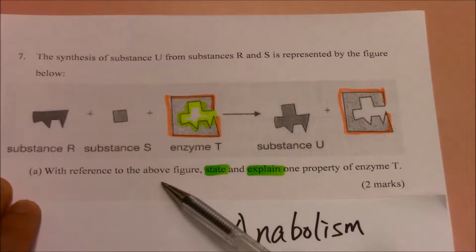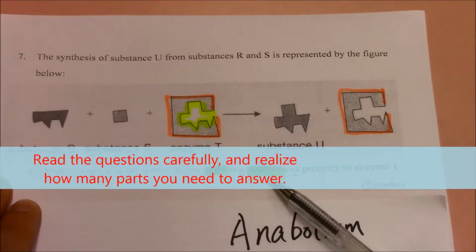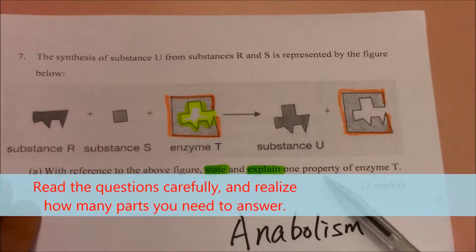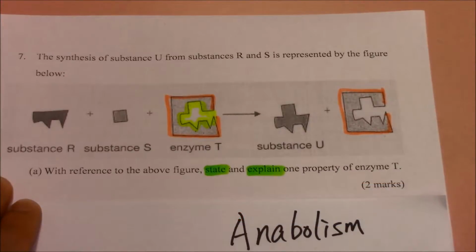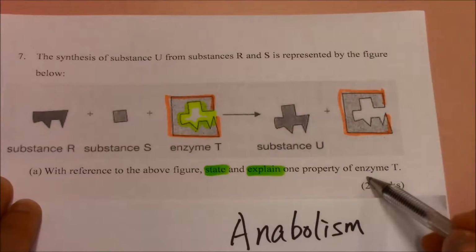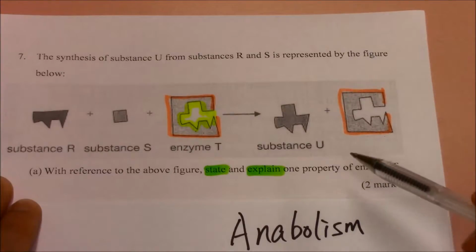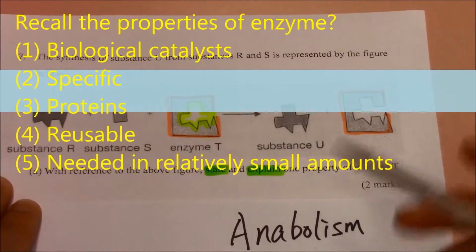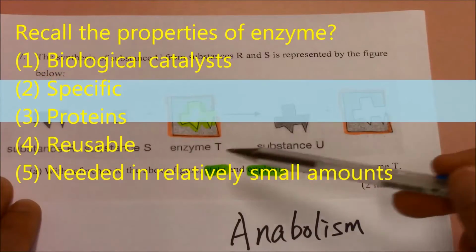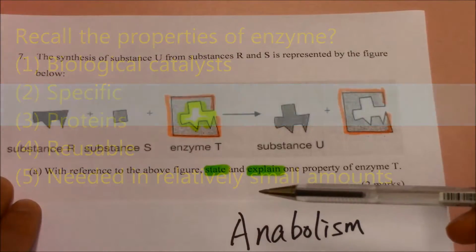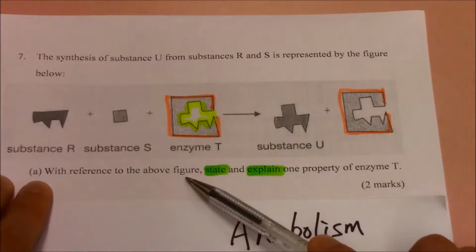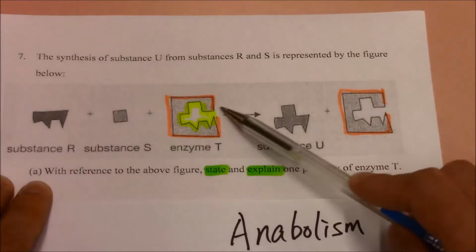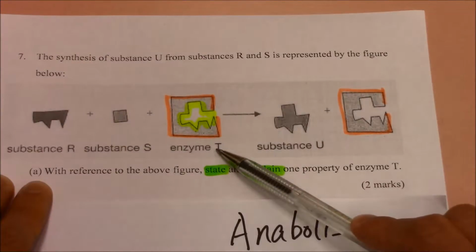With reference to the above figure, state and explain the property of enzyme T. So the point is that we have already learned different features or different properties of enzyme molecules. For example, enzyme is made up of protein. We have already learned it. But for this question, it will not be the answer, because with reference to the above figure, we do not know that the enzyme is made up of protein.